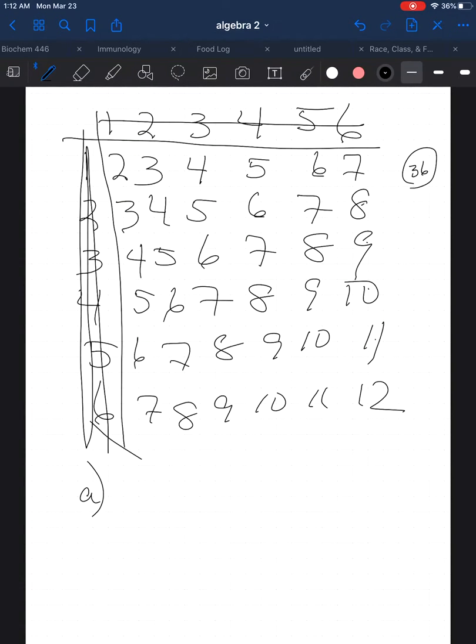Part A says, what is the probability of getting a 7? So you count the 7s. 1, 2, 3, 4, 5, 6. Out of how many total possibilities are there? 36. So that reduces to 1/6. So the probability of rolling 2 fair die and getting a 7 is 1 out of 6.